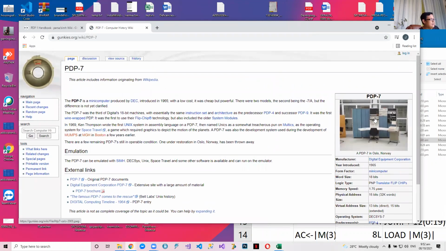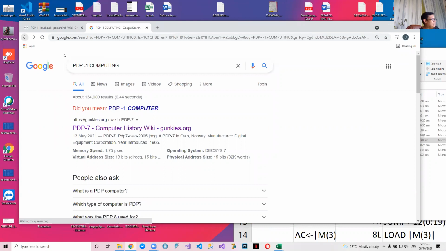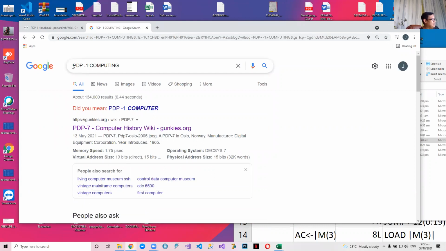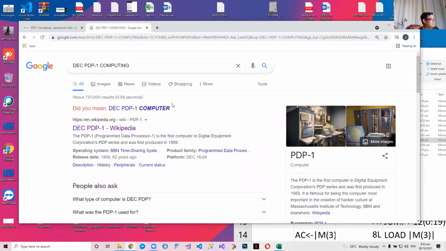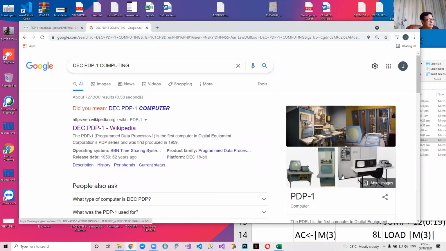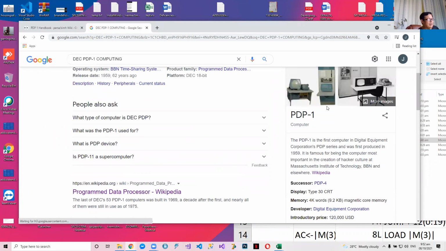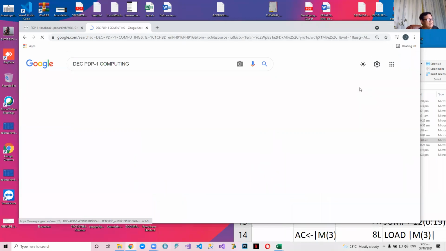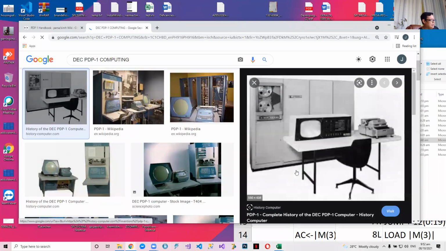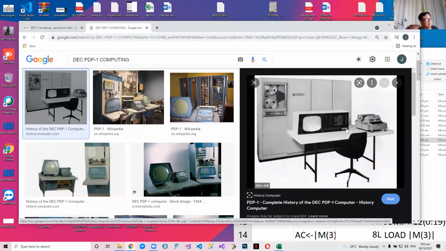PDP-7, no, we're looking for PDP-1. It's by DEC, Digital Equipment Corporation. There it is, no? PDP-1. We already have an image. Okay, this is the DEC PDP-1.